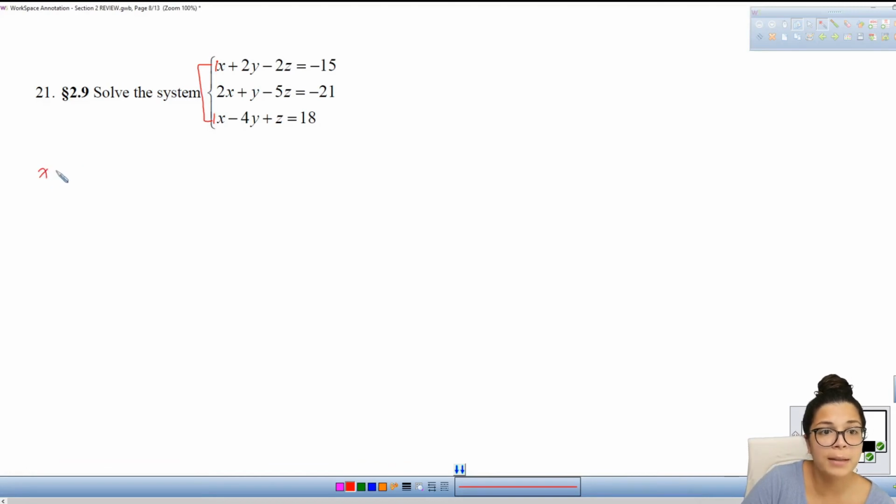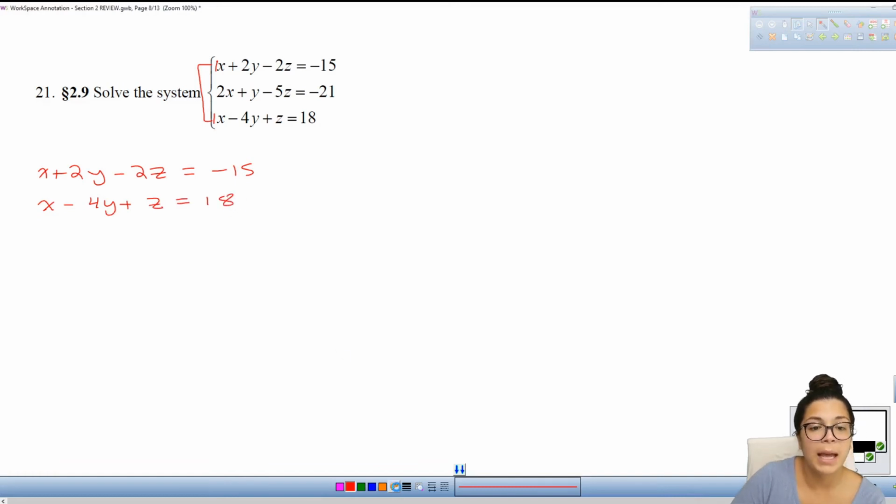So I'm going to group x plus 2y minus 2z equals negative 15 with x minus 4y plus z equals 18. And then I need to group the middle one with one other equation. Obviously, I'll have to double up and either use the top one again or use the bottom one again. I'm going to just go ahead and use the top one. I do need to cancel out x on the same one. So I would very easily just multiply this by 2. So I'm going to group these two together.